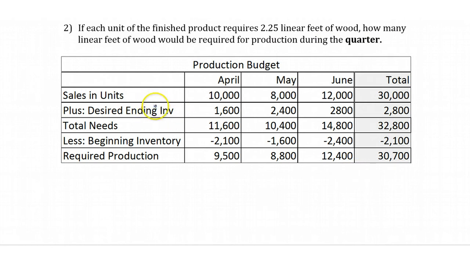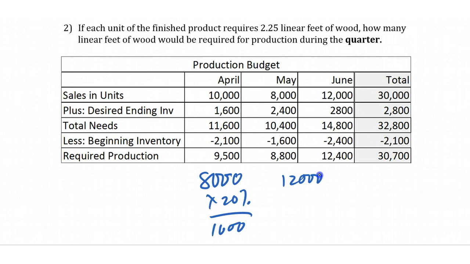Then we want to add our desired ending inventory. It tells us that the company has a policy that it wants to have 20% of the next month's sales on hand. So at the end of April, 20% of May is 1,600. That's how I did that: 8,000 times 20% is 1,600. And for the end of May, 20% of June: 12,000 times 20% is 2,400, right?